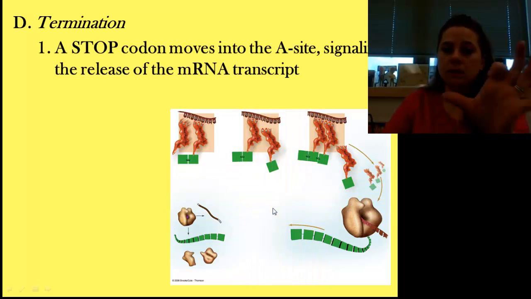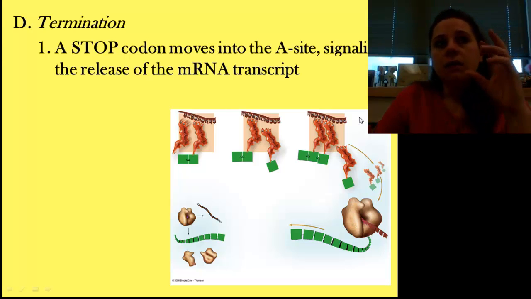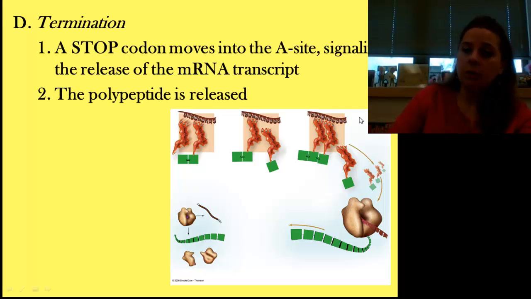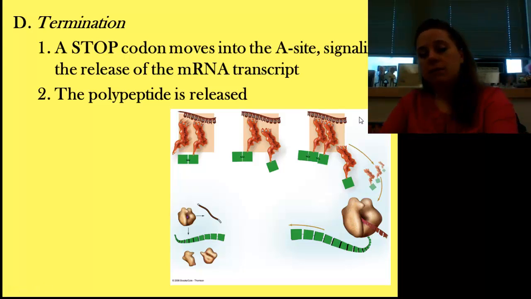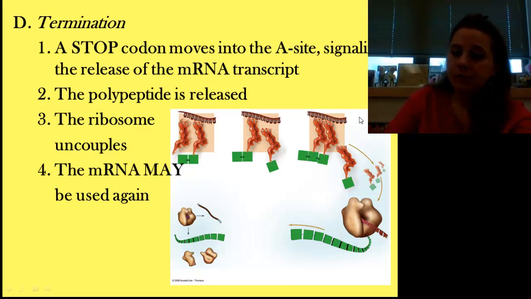that has moved into the A site. Once that stop codon has moved in, because it will not be carrying an amino acid, that in essence tells the ribosome that it's done. It will release, okay, the new polypeptide chain, and that ribosome will then go off and find itself a new transcript to work. All right, so that's it.